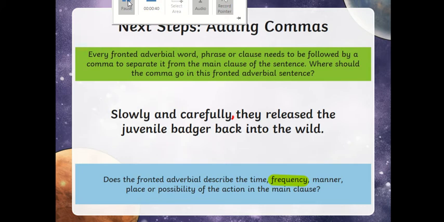So one of the important things that we covered last lesson was all about adding commas. Every fronted adverbial word, phrase or clause needs to be followed by a comma to separate it from the main clause of the sentence. And we had a look at different ones last time, like this one about the juvenile badger being released back into the wild, and this was about slowly and carefully being released.